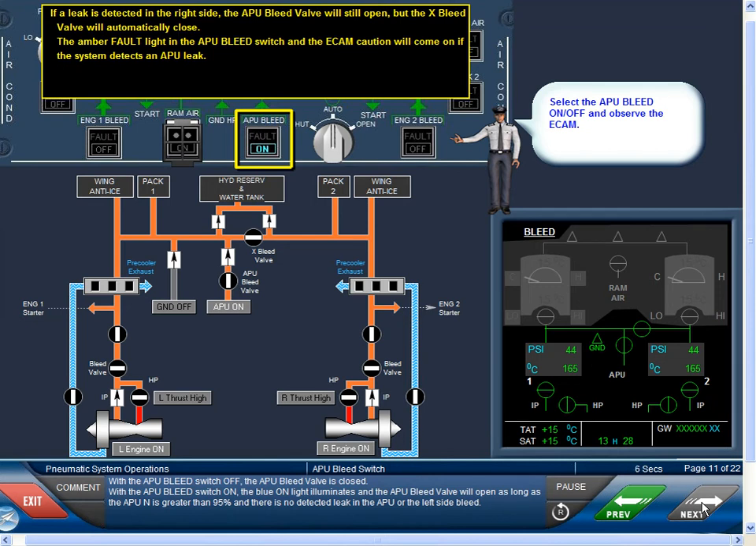The amber fault light in the APU bleed switch and the ECAM caution will come on if the system detects an APU leak.